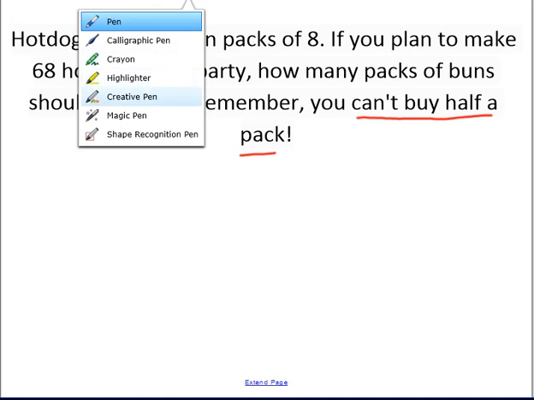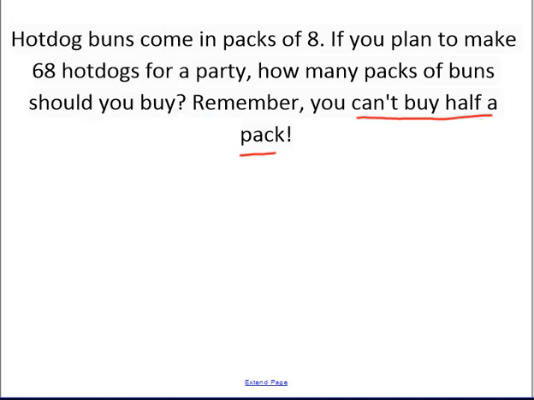So, first, what's my question? My question is, how many packs of buns should you buy? What are my key words here? Well, how many packs? That word packs is going to tell me that I'm dividing something up into groups, okay? So let's go ahead and figure this out. We have 68 divided by 8.